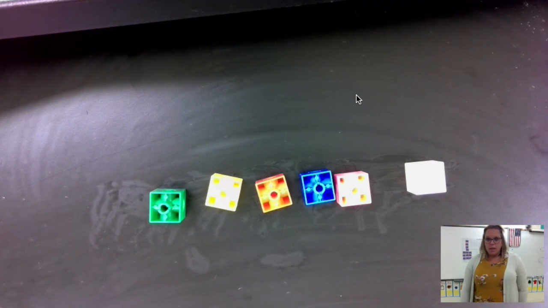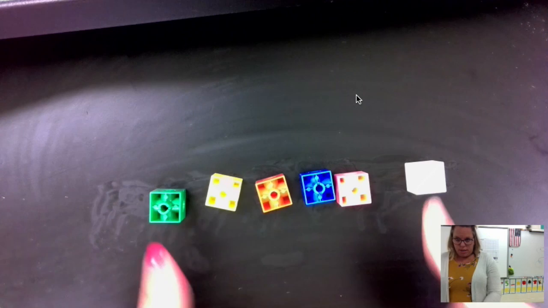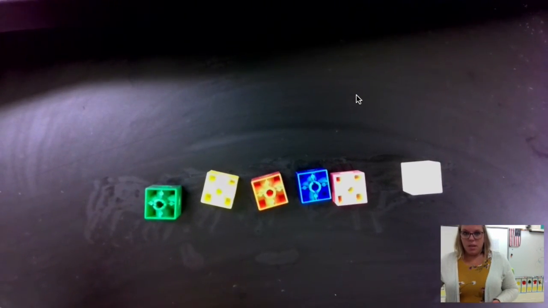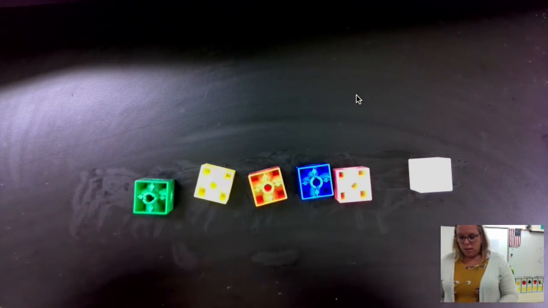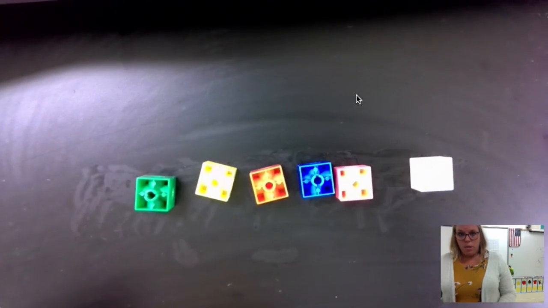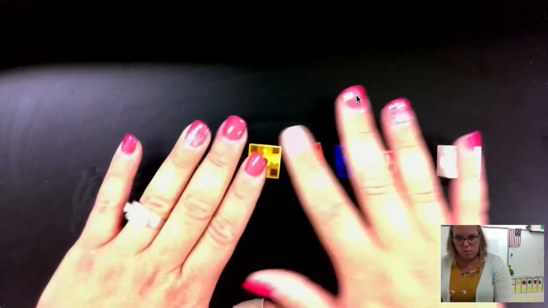Today we are going to be taking a look at ordinal positions. Ordinal positions are the order in which you put yourself or you put a set of objects. So as we take a look today, we're going to take a look at these linking cubes. You can get linking cubes out as well to help you if you need it. But for today, let's take a look at these linking cubes.